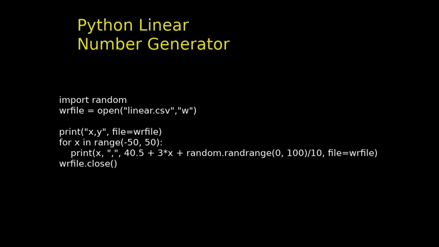We will be using a little script that I wrote in Python that I call linear number generator. Here we import random, a function in a library that will be used to generate a bit of randomness in the data. We will be writing to a file called linear.csv, and we will be running with a linear equation of 40.5 plus 3 times x. Once we finish writing the file, we will naturally close it.